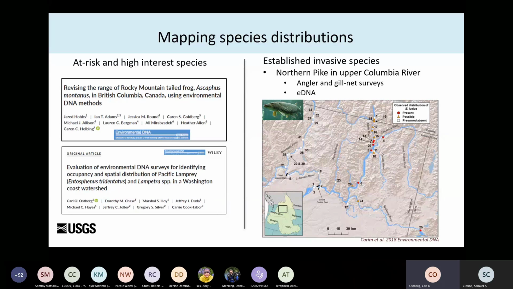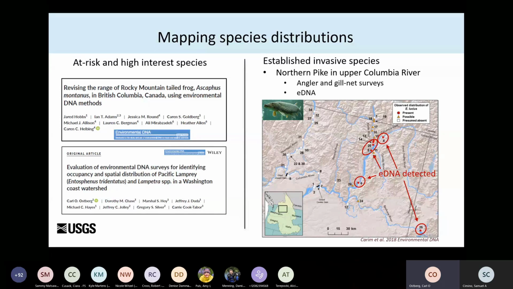But what's interesting here is that eDNA was sampled in these same areas, and what they found was that it was detected at all the sites where the northern pike were known to be present, but it wasn't detected at any of the other sites. So, I mean, this is really cool, I think.